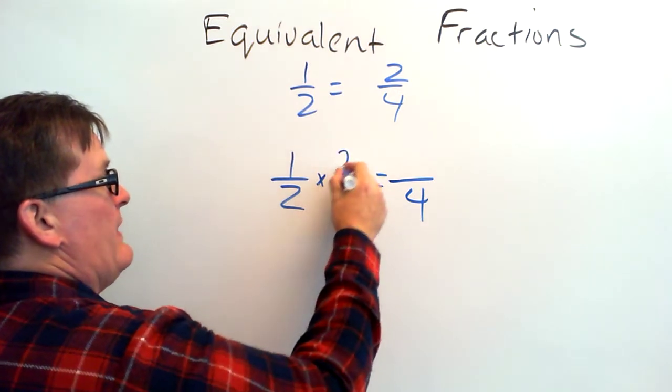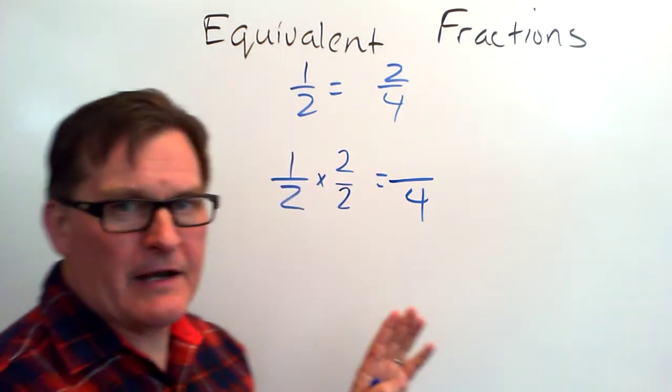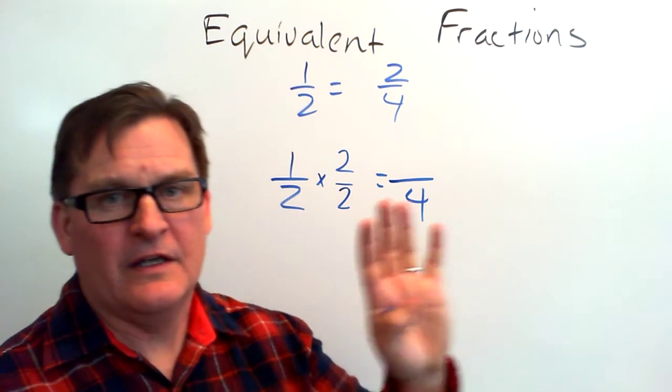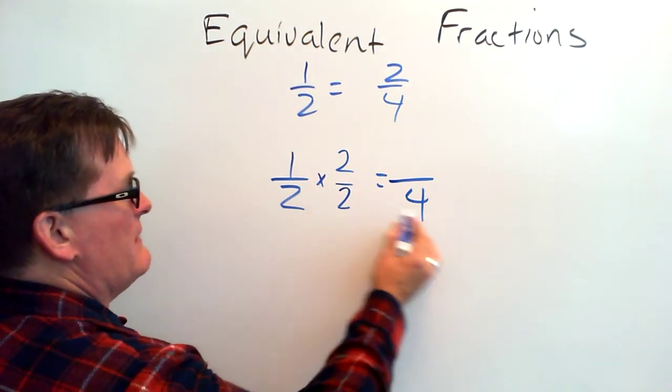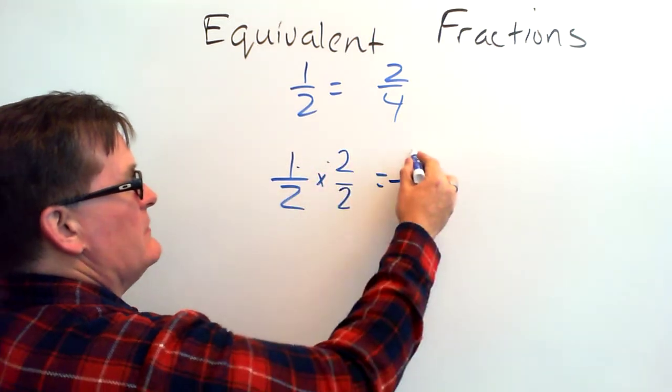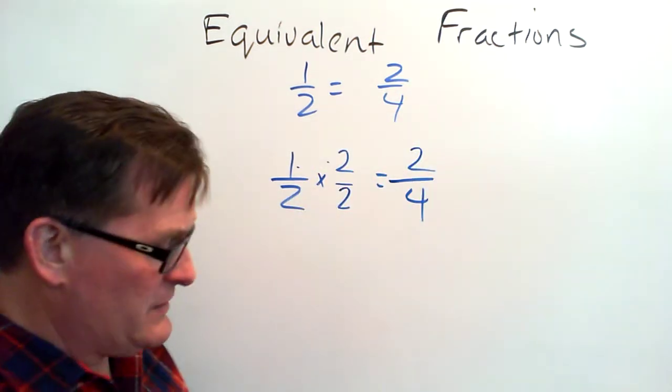Now, when I multiply that by 2, I'm going to multiply the top and bottom by 2. This is the formula for finding an equivalent fraction. So see what happens. 2 times 2 is 4. 1 times 2 is now 2, and I have that 2/4 fraction.